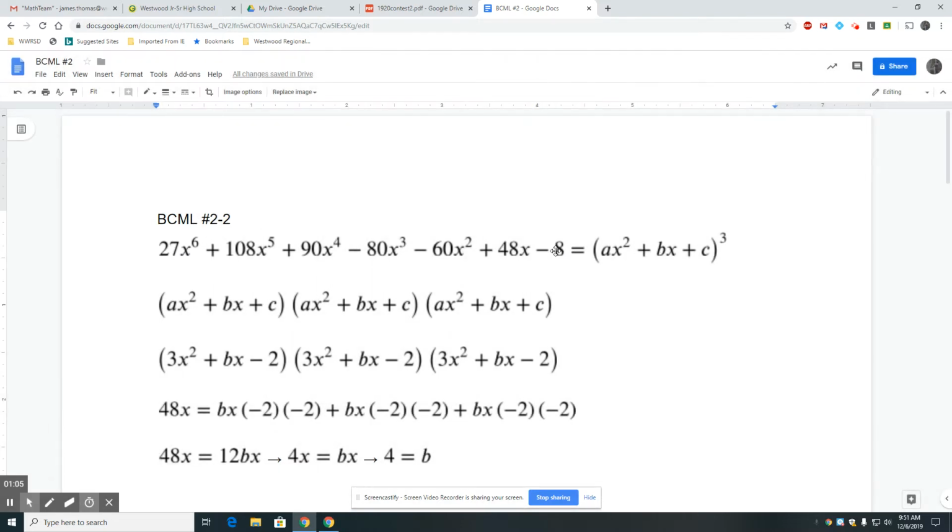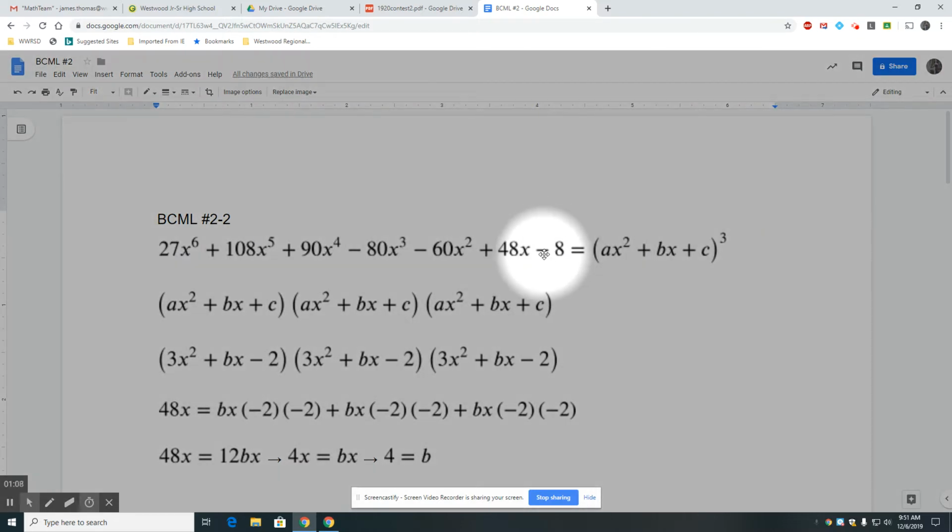The other thing we want to look at is on the other side, that negative 8. Same thing. If I want that to be negative 8 when I multiply the last terms, negative 2, negative 2, negative 2, that's how I'm going to get my negative 8. Now, if you really wanted to, you could FOIL all of this out and distribute and combine like terms and all that. That's a lot of work.